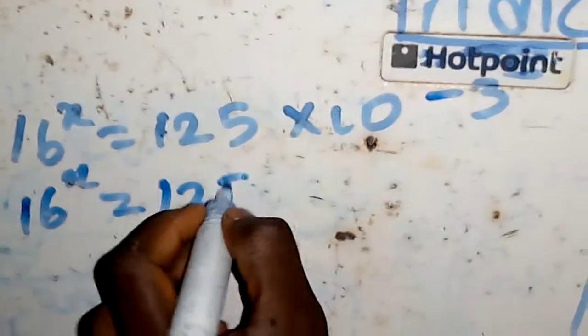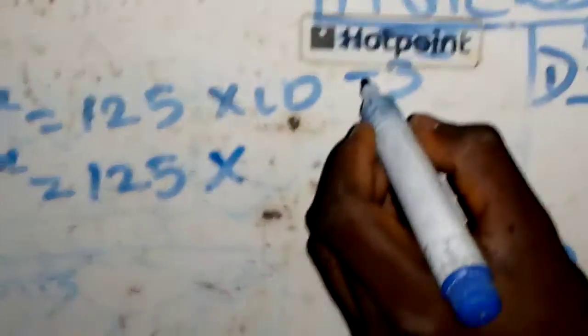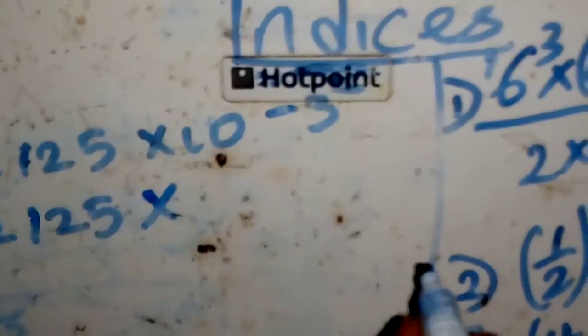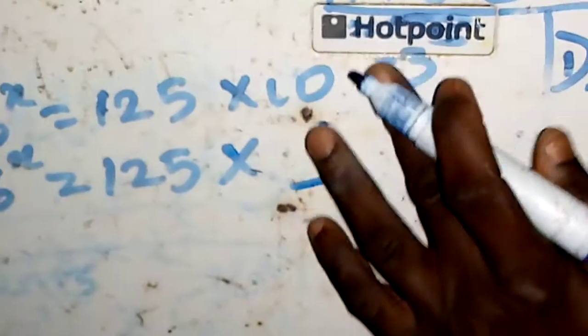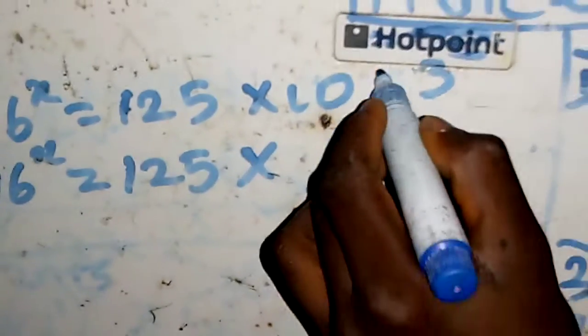So 16 raised to x equals 125 times, I said it in our rule, so you can go back and check it. This thing turns to 1 over, then what's left, that's 10 raised to power 3. So you can put it back.